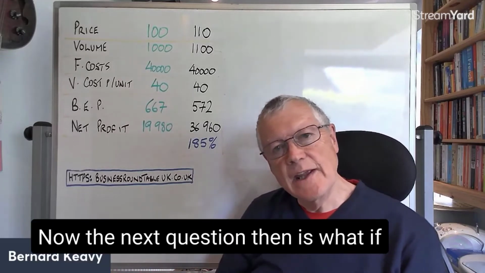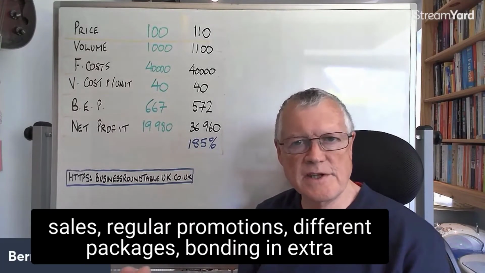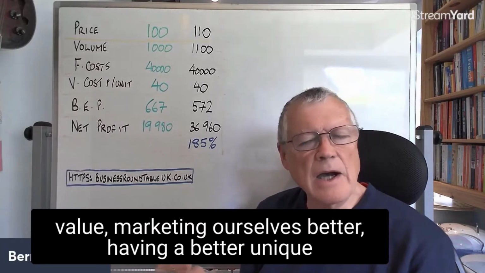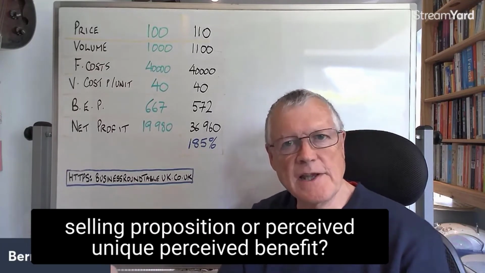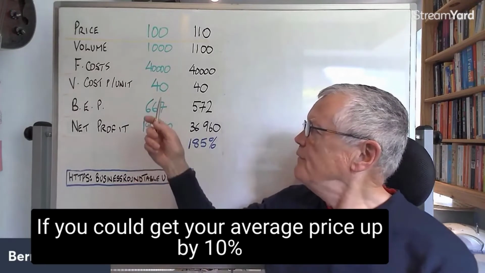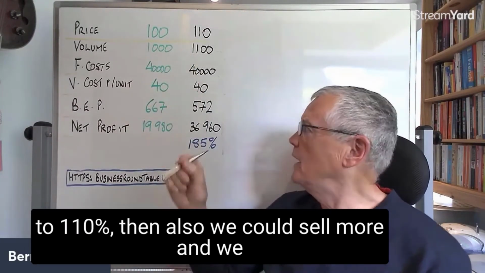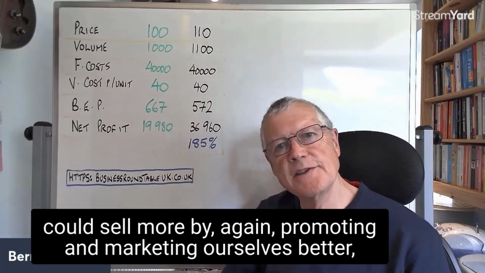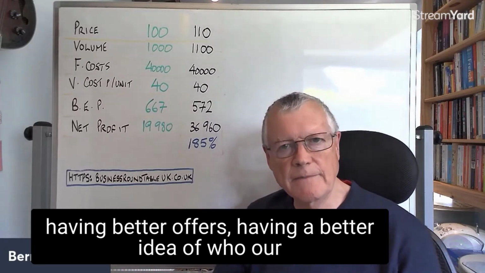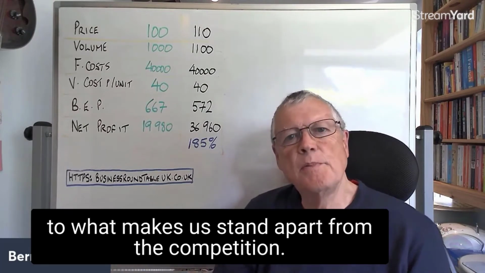Now, the next question then is, what if you could increase your average prices by 10% by doing things like having cross sells, upsells, regular promotions, different packages, bundling in extra value, marketing yourselves better, having a better unique selling proposition or perceived benefit, loads of things you could be doing. If you could get your average price up by 10% to 110, then also we could sell more, by, again, promoting and marketing ourselves better, having better offers, having a better idea of who our ideal clients and customers are, having a better idea as to what makes us stand apart from the competition.